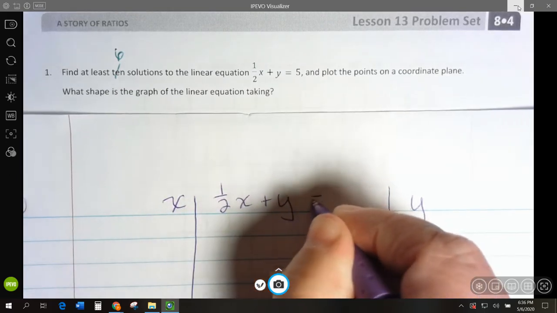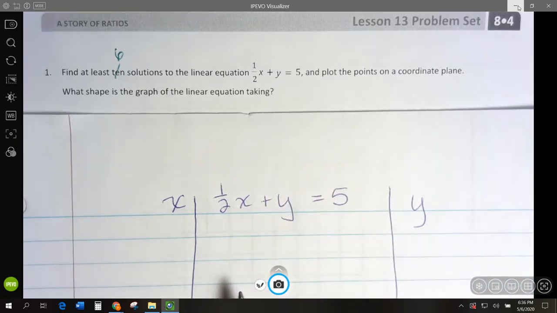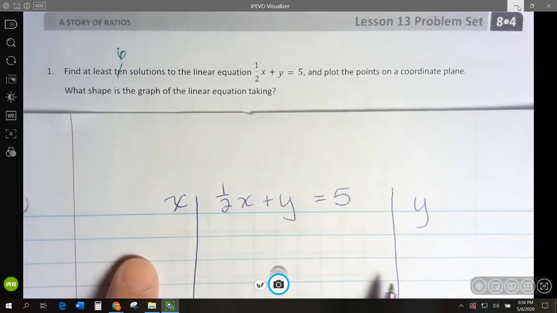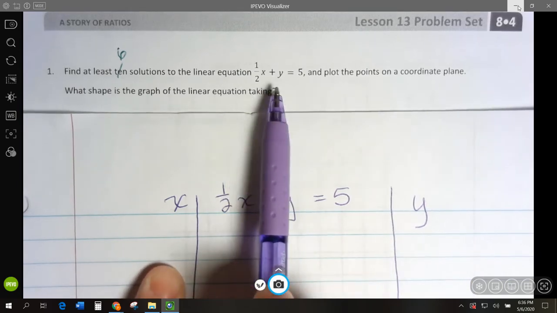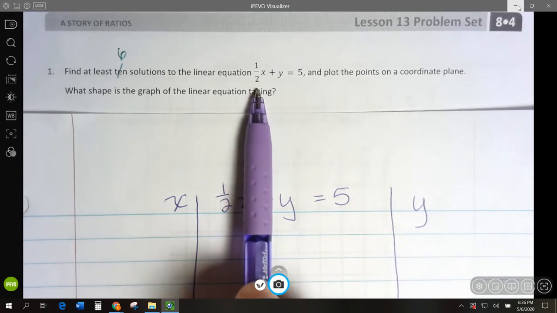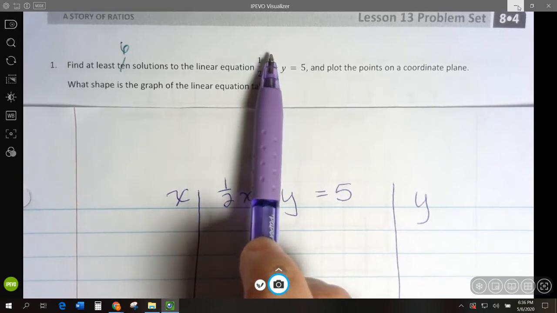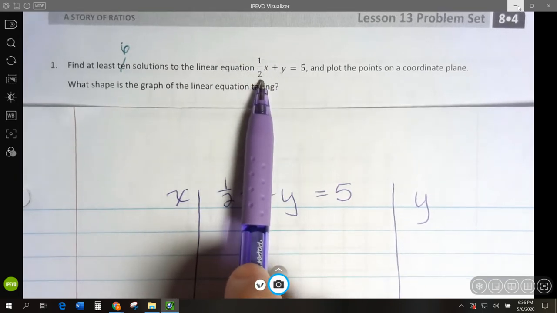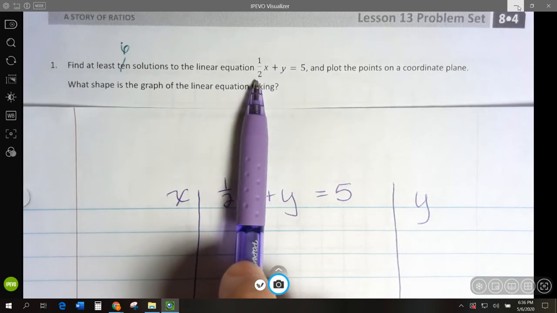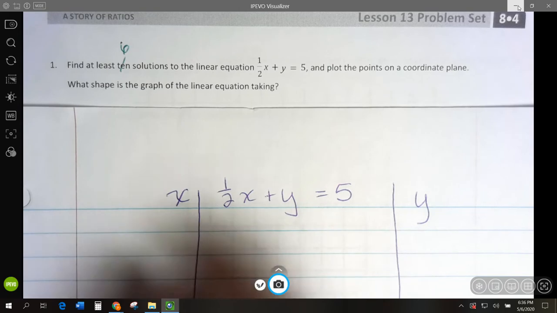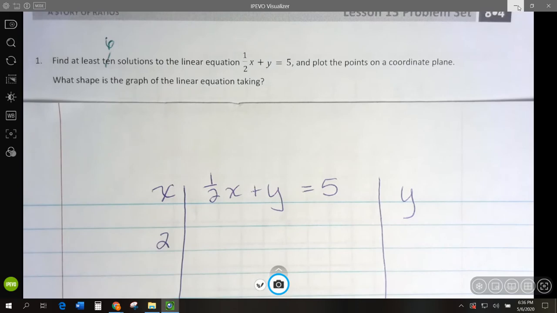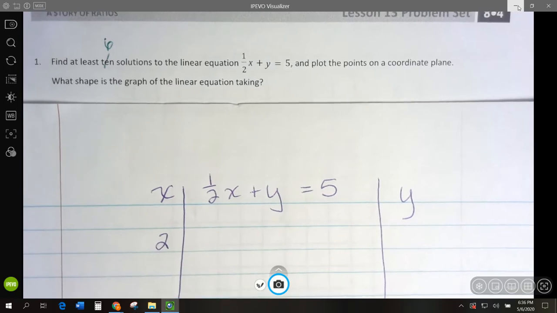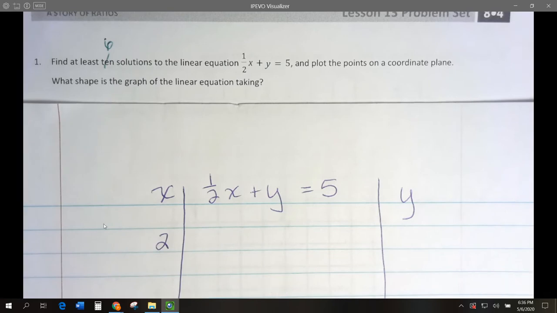And we have 1 half X plus Y equals 5. And we have to decide, are we going to pick our X and find out the Y, or are we going to pick Y and find out the X? Looking at our X and Y here, X has a coefficient, so we would actually choose X's. That would be the easiest way to do it. And because this is a fraction, we want to take multiples of our denominator. Our denominator is 2, so we're going to take multiples of 2. So we're going to go 2, 4, 6, 8, 10, 12, okay? So let's start with 2.